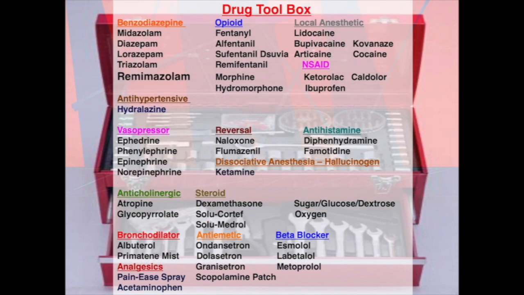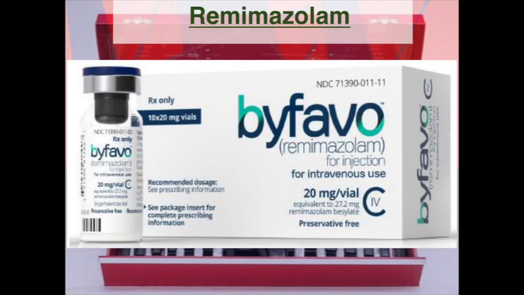And if you look at the benzodiazepine column, we see Midazolam, Diazepam, Lorazepam, and Triazolam, but we've added a new drug and it's called Remimazolam, and I want to talk to you about that. Remimazolam has just come on the market, and it is a powder that is 20 milligrams in the vial, and it's called Byfavo.